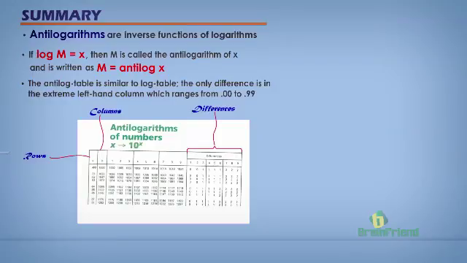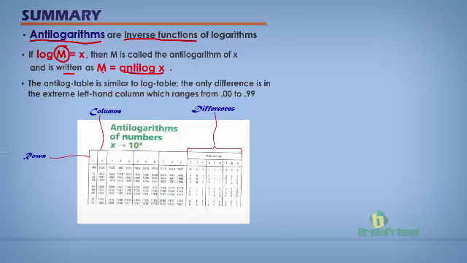So far, we've learned about anti-logarithms. We learned that they are the inverse functions of logarithms, or in other words, they are the opposite of logarithms. We said, for instance, that if we have the log of m given as x, to get our value m back, we'll simply take the anti-logarithm of x to get back our m. So m becomes the anti-logarithm of x.